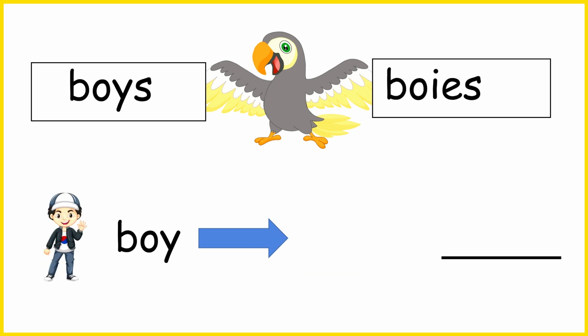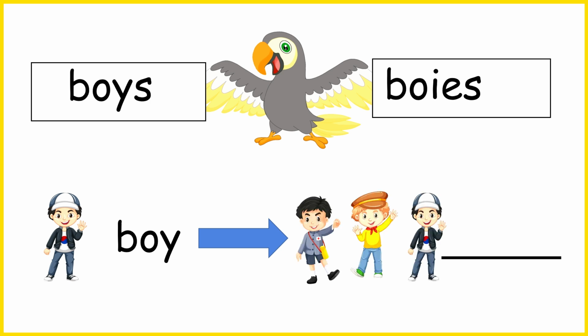How about boy? If I want to turn boy into boys, should I just add an S or should I turn the Y to I and add ES? Good job! We only need to add an S because O is a vowel, and if there is a vowel before the Y, we only add an S.